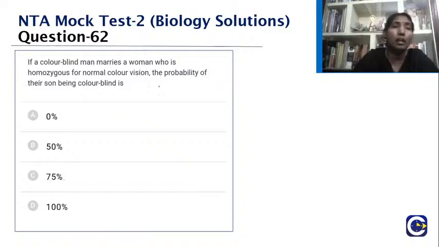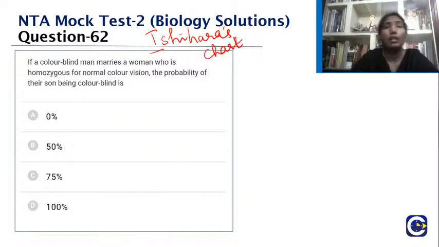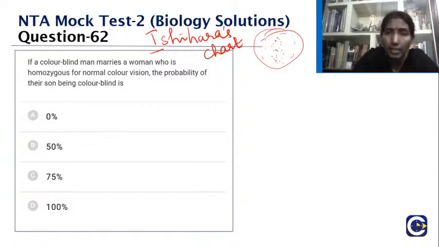To test color blindness, we use a chart in our hospitals which we call Ishihara's chart. It has a circle with dots of different colors, with multicolors. If the person is not colorblind, he will say yes, it is 8. Numbers or alphabets will be there, and we give it to the patient.